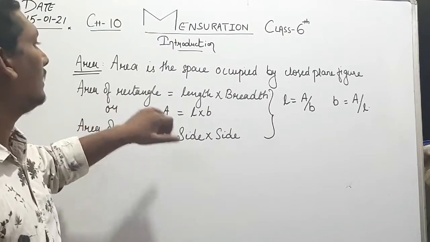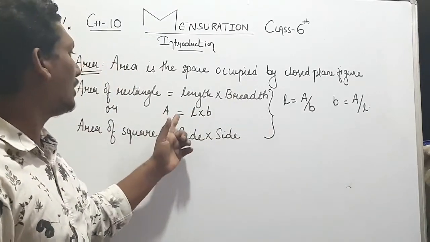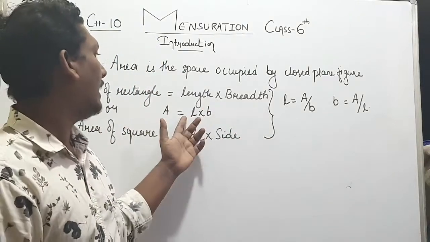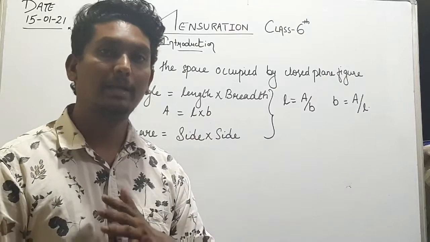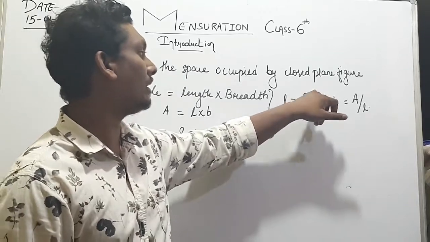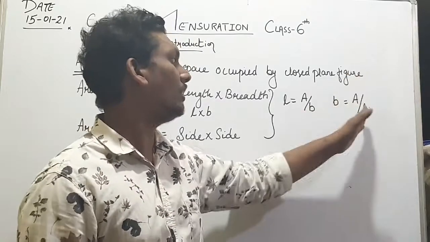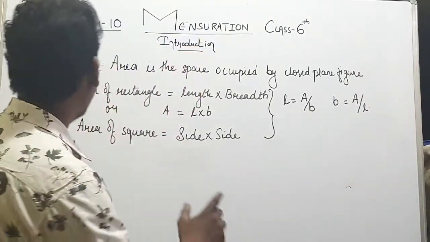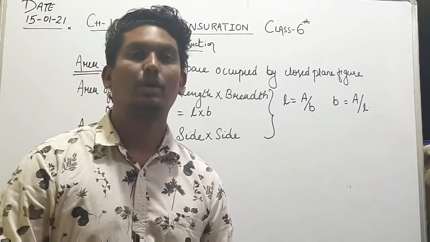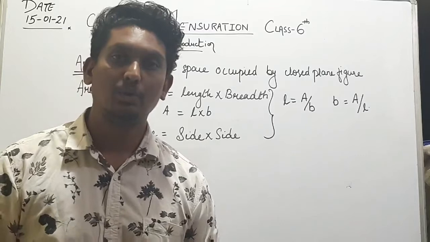So we have area of rectangle. The formula is length into breadth, or A is equal to L into B. This is the short form, L into B, don't write plus there. L into B is the formula for finding the area of rectangle. If the question is to find length, it is area upon breadth. If the question is to find breadth, area upon length. Now come to the next, area of square. Area of square is very easy, side into side, or you can write it as side square. It's better you go for side into side.